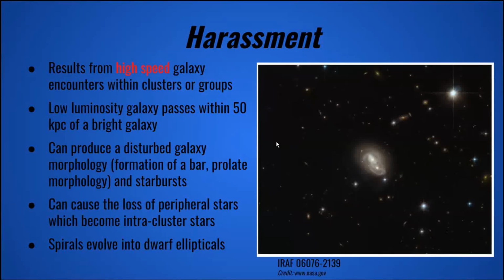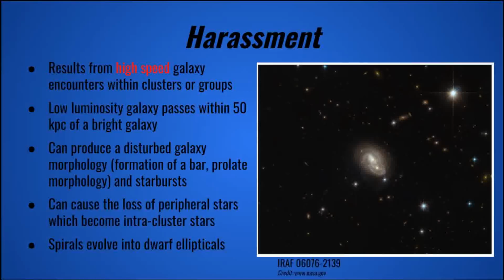Harassment is between two galaxies, and it happens usually when a galaxy passes near either a group or a cluster or a massive galaxy at a very high speed. This gravitational interaction can disrupt mainly the smaller galaxy, which can lose its morphology or get disturbed. It can form a bar, it can become oblong.